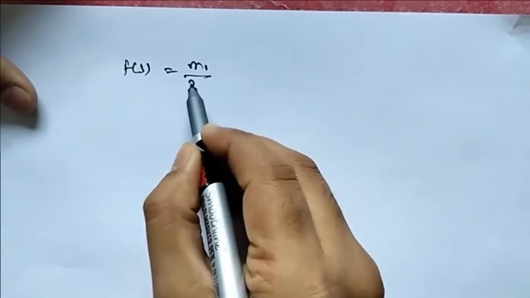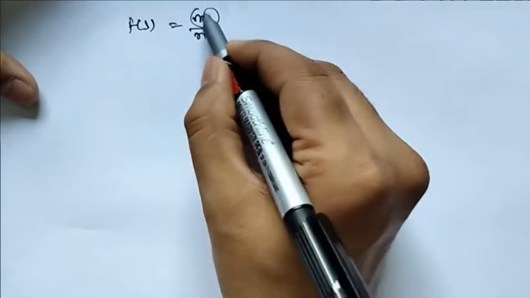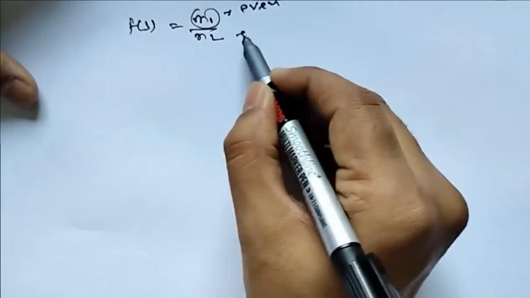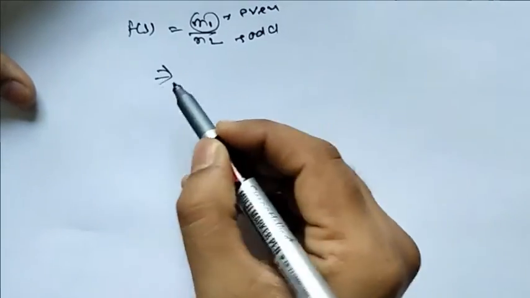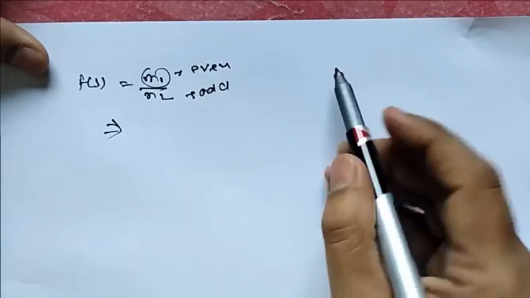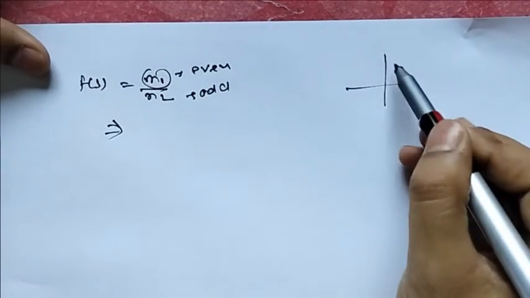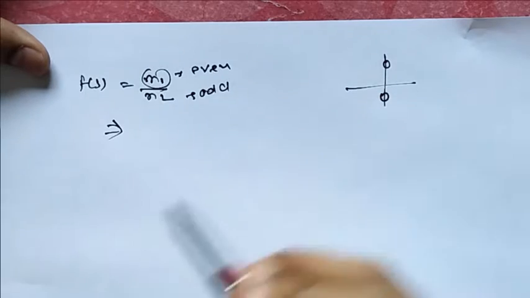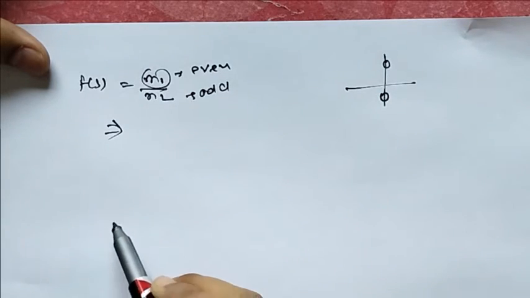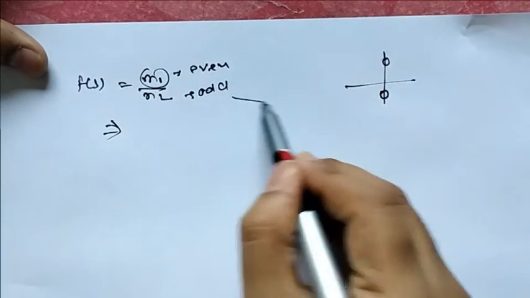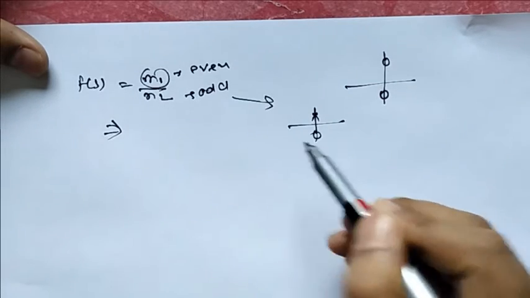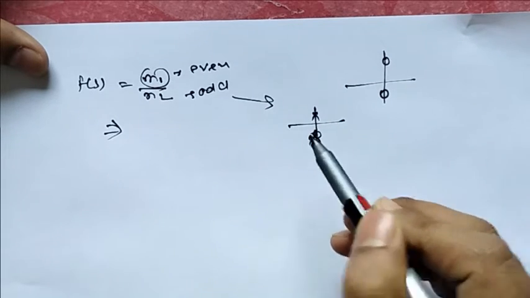Now, if I write the F(s) function in the form M1 by N2, then this is your even polynomial and this is your odd polynomial. And when I have told that the zeros will be lying on the j omega axis, the poles will also be lying on the j omega axis.